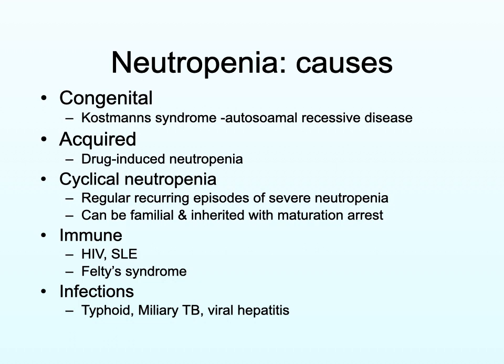Causes of neutropenia include congenital, such as Kostmann syndrome, an autosomal recessive disease; acquired, as in drug-induced neutropenia; and cyclical neutropenia, which is regular recurring episodes of severe neutropenia. This can be familial and inherited, with maturation arrest. Immune neutropenia occurs in HIV and SLE, and there is infantile syndrome. Infections such as typhoid, miliary tuberculosis, and viral hepatitis can also cause it.